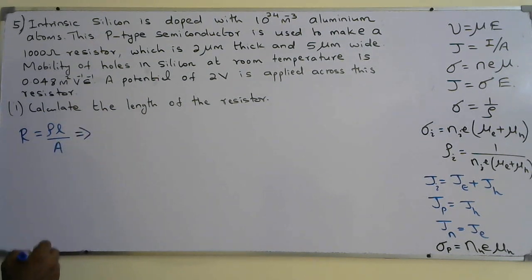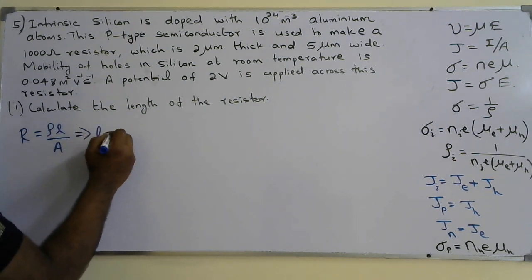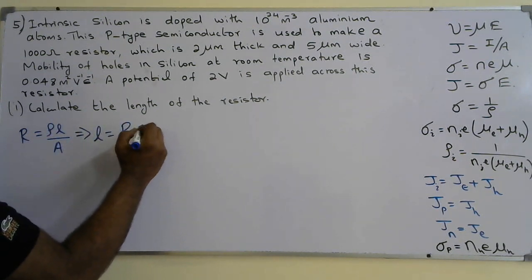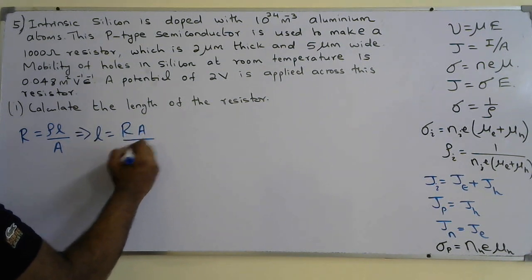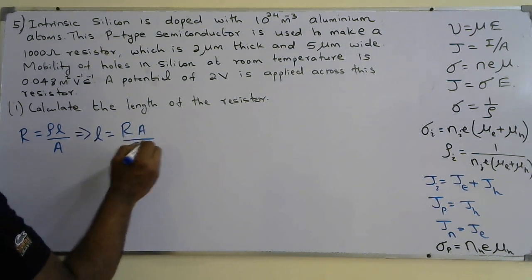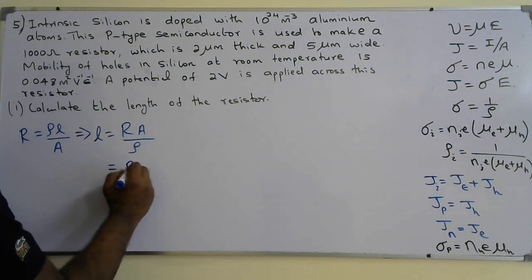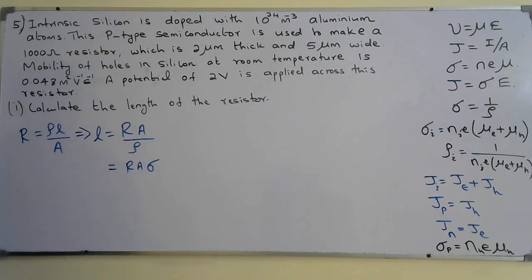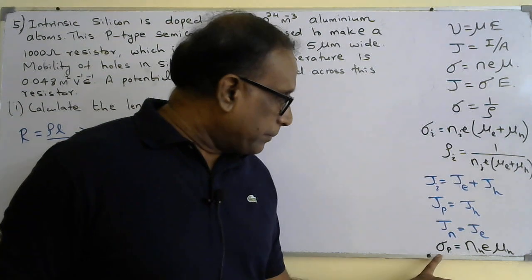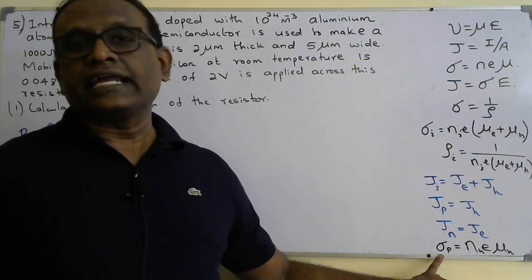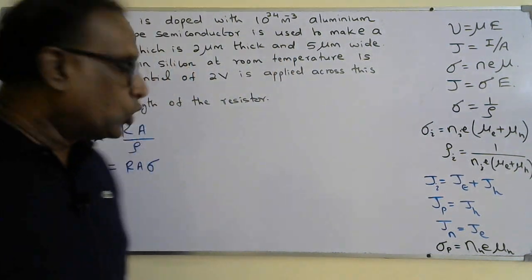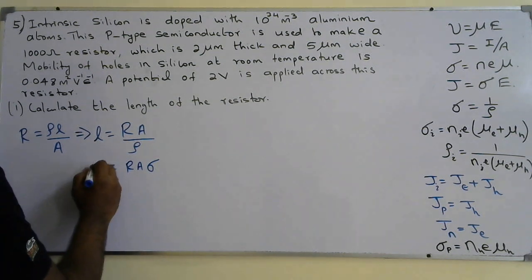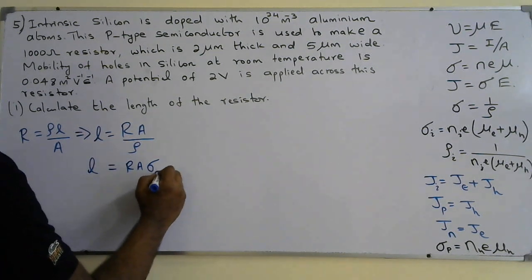From this I can say the question is to find the length. So L is the question. L is equal to R A over rho. But we know that rho equals 1 over sigma, so I can write R A sigma. But which sigma should I consider? I should consider sigma P, because the majority carriers of this P type are holes. So L is equal to R A sigma P.